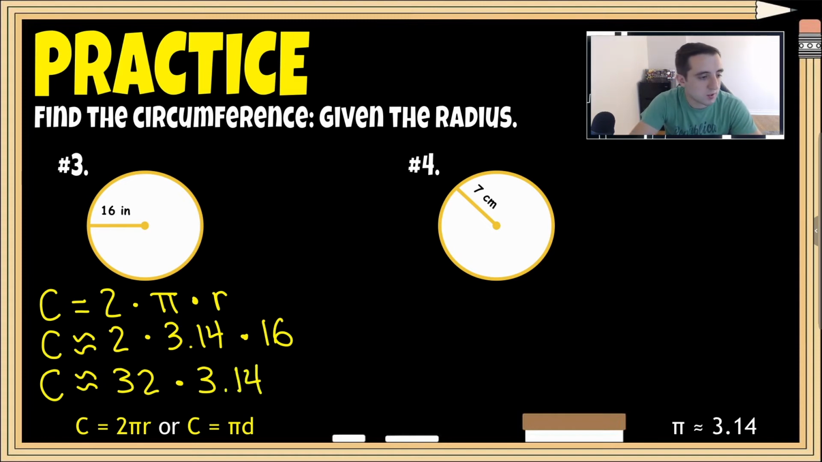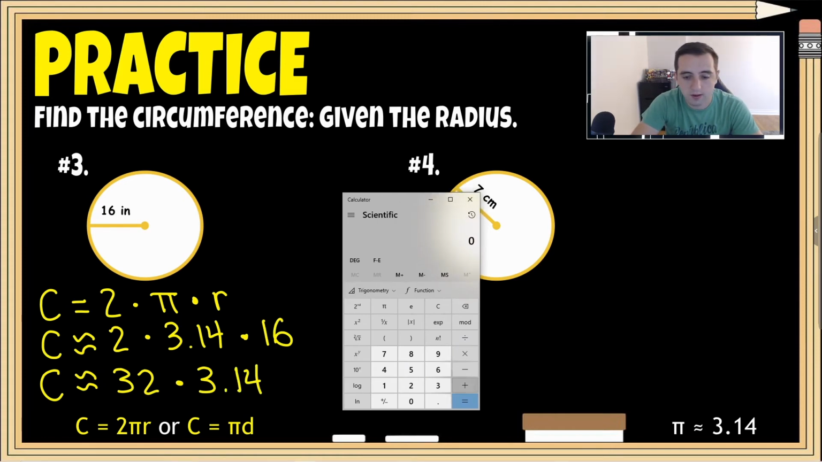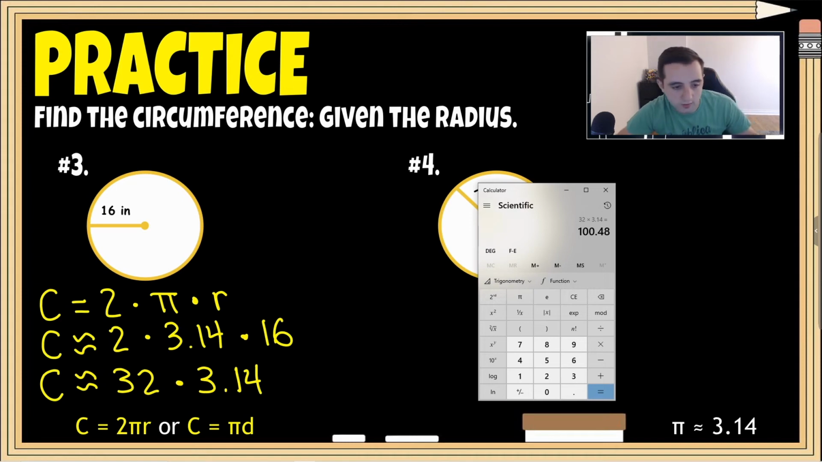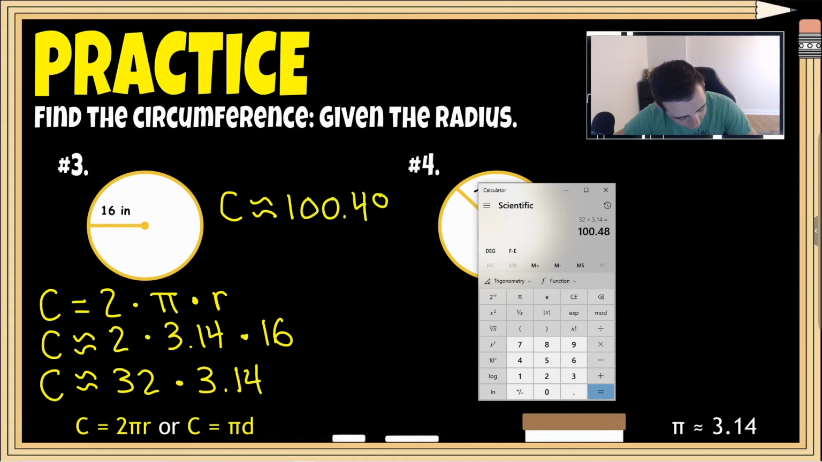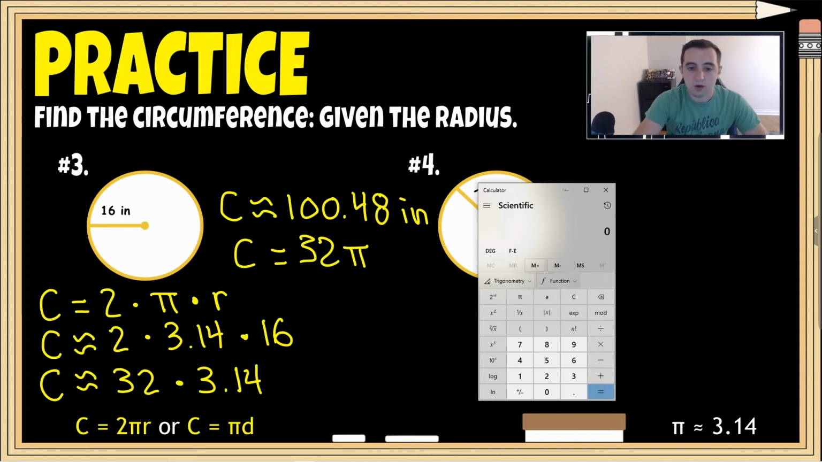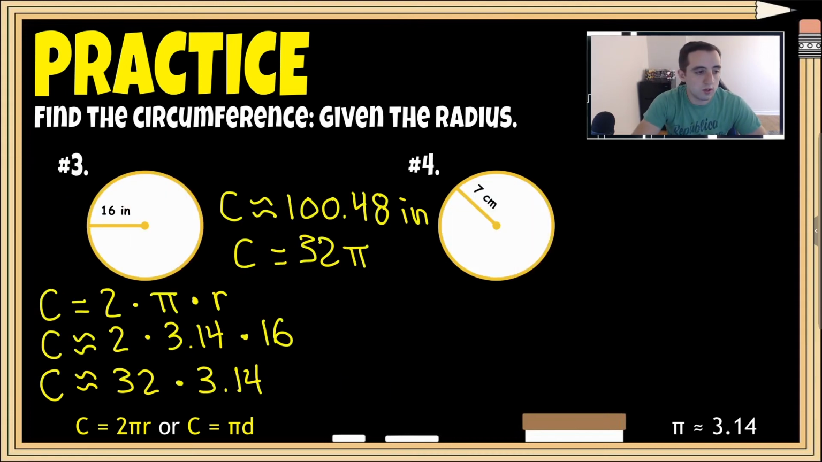Okay, and if we go ahead and multiply those, again, let's take out our calculator here. We have 32 times 3.14. We end up getting 100.48. So c is approximately 100.48, and our units of measurement is inches. Okay, if you're leaving your answer in terms of pi, you should have got 32 pi. So c equals 32 pi. Right?